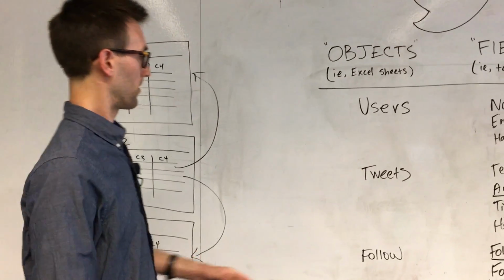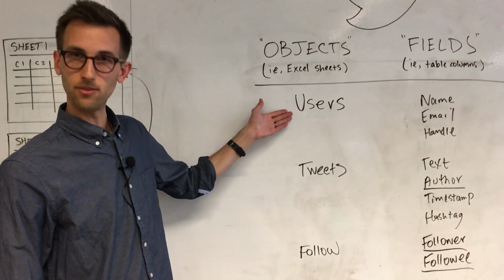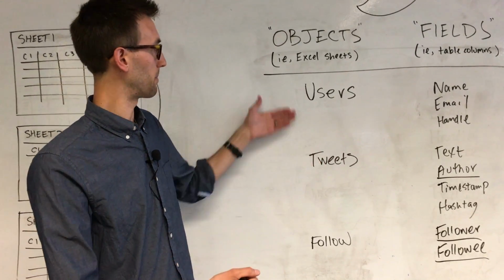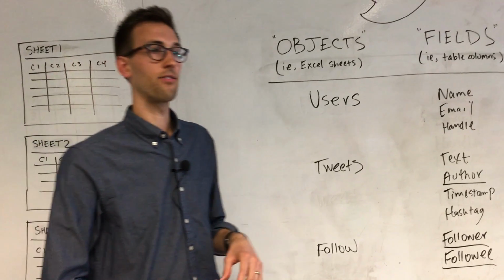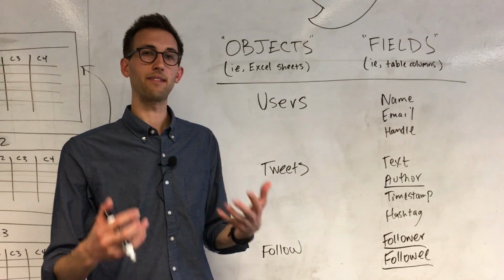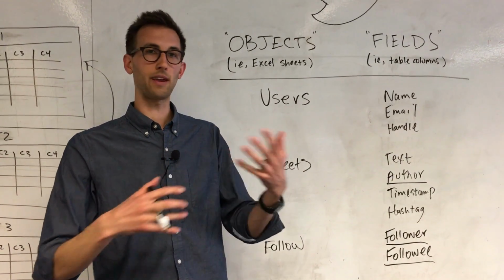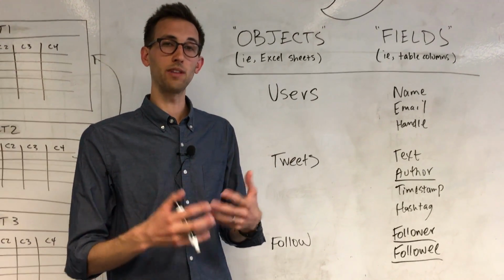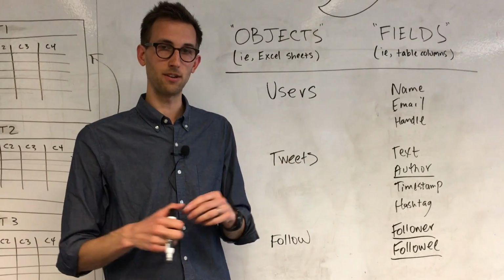Okay, and so a follow helps you connect two users to one another, and a tweet connects all of these things that get written to the people who write about them. And so a relational database is what makes databases so powerful, because they're able to capture all the information and the relationships between them. And that logic really helps you set up the rest of your application.